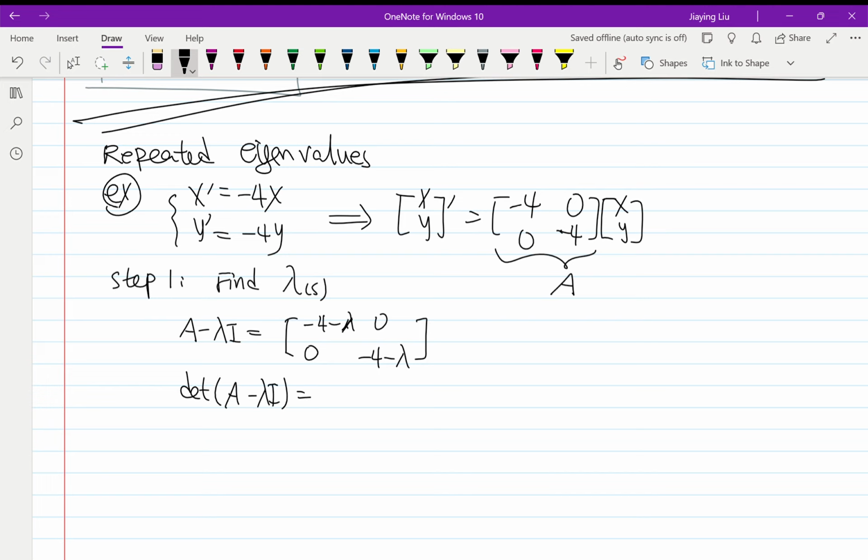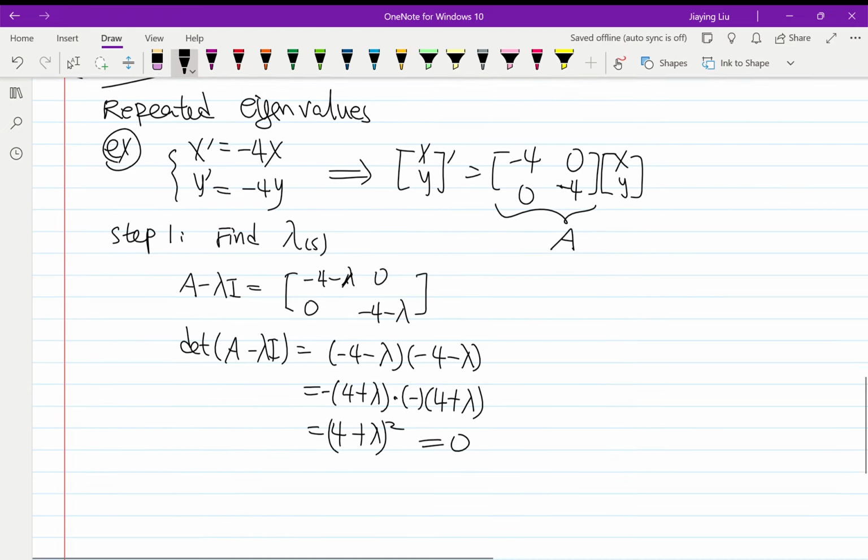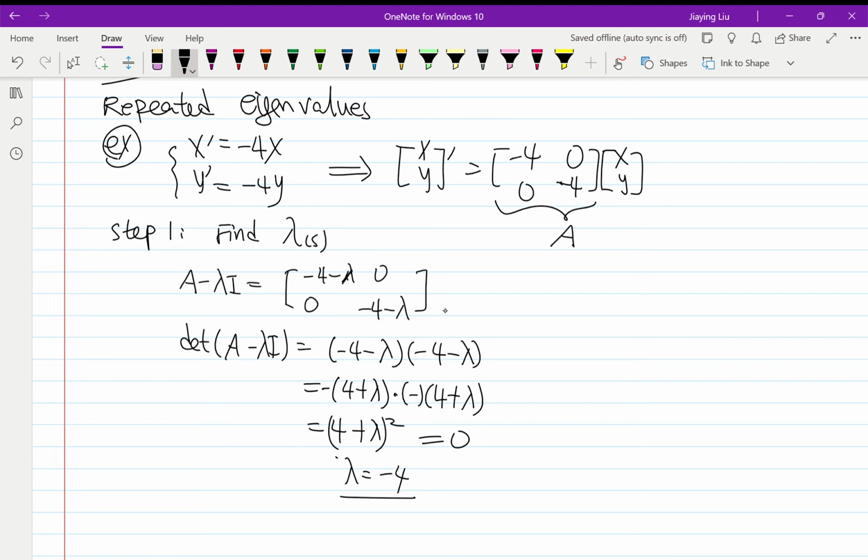Just going to multiply the diagonal entries together, because there is 0 everywhere. So we just have negative 4 minus lambda, negative 4 minus lambda, and then minus 0. We don't even have to write it if we set it equal to 0. Now we can factor out a negative 1 from each parenthesis. So we get negative 4 plus lambda times negative 4 plus lambda, so we get (4 plus lambda) squared. And if we set it equal to 0, we get lambda equals negative 4.